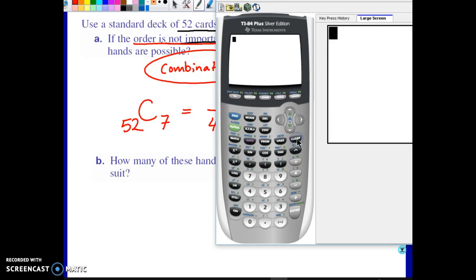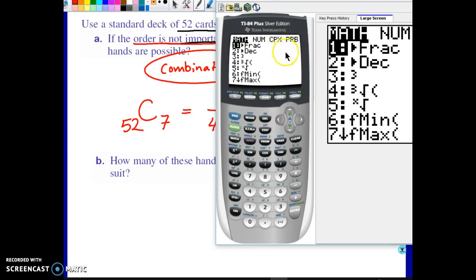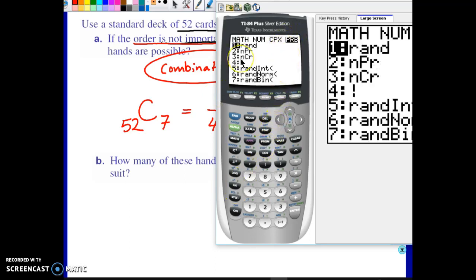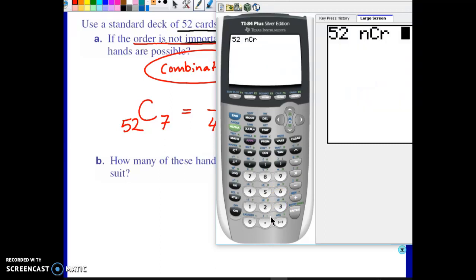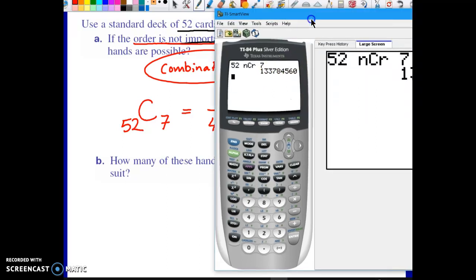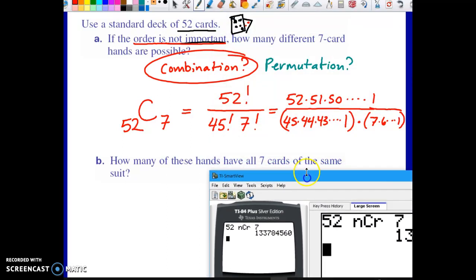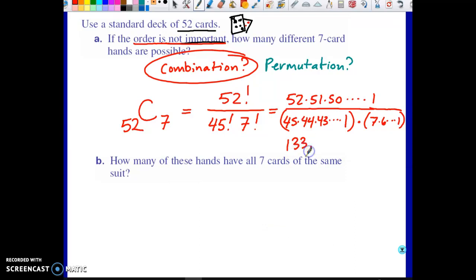So for example, I'm just going to clear this out. If I want 52 objects chosen 7 at a time, I would type 52 into my calculator. I'll go to Math, over to the Probability menu, and do nCr. That's the third option. And now I'm going to choose 7 at a time. How many options does that make? A whole lot. That's 133,784,560. That's a lot of different possibilities. 133 million, 784 thousand, 560.